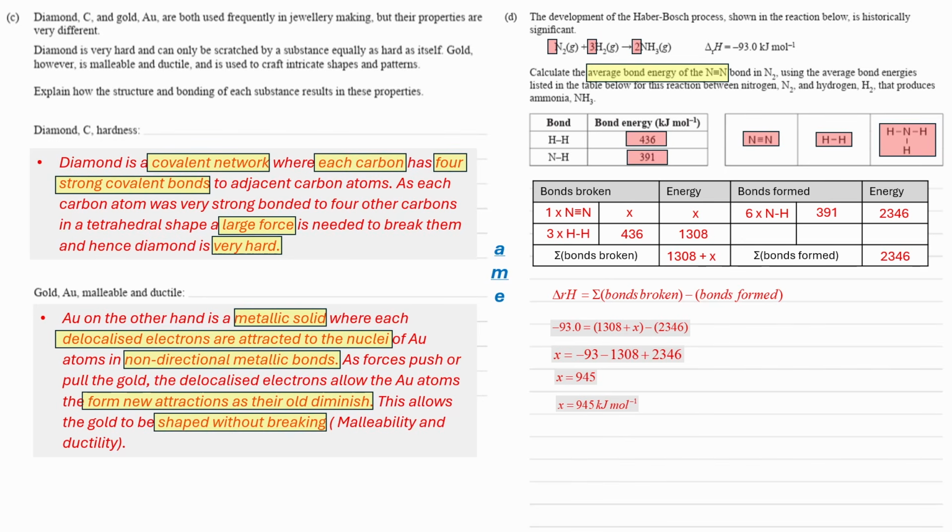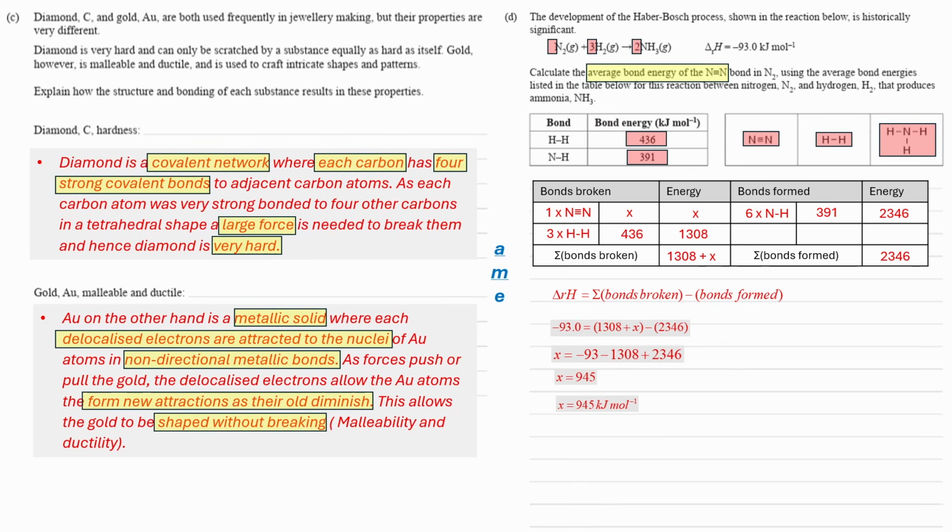Now, for this it says, did we correctly calculate the bonds broken or formed? So yes, if you got this answer 2346, or you got this answer 1308 plus X, you get the achieved mark. To get the merit, you have to get the correct process with a minor error. A minor error could be you put a negative at the end. These bond energies are always positive, so that would be wrong. A minor error could be that when you did this rearranging, instead of subtracting 93, you added 93.